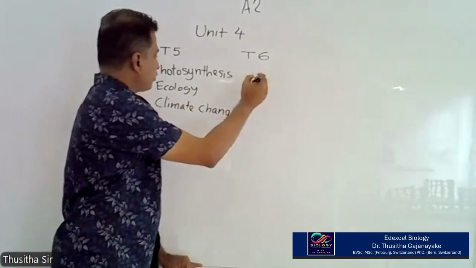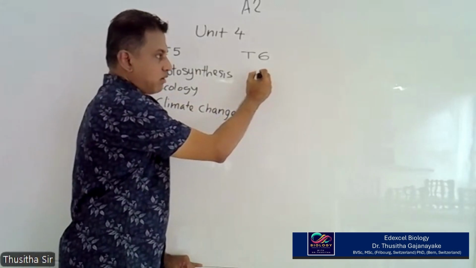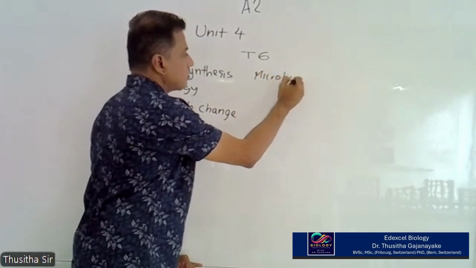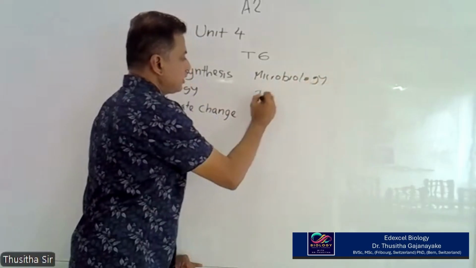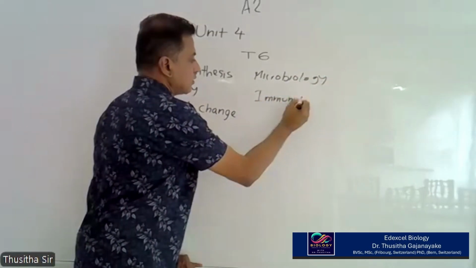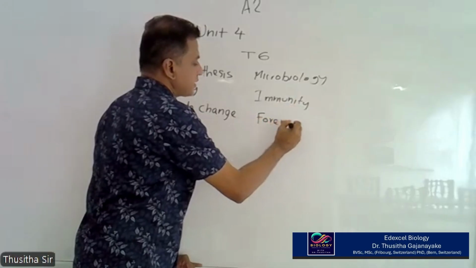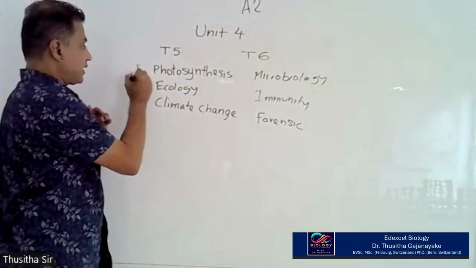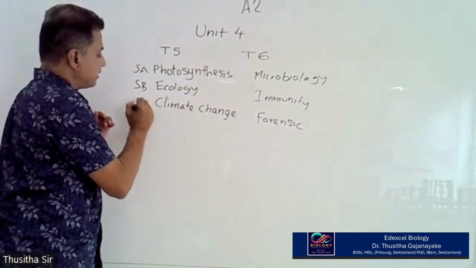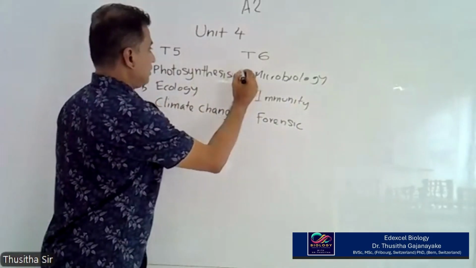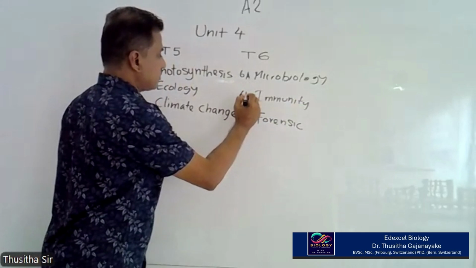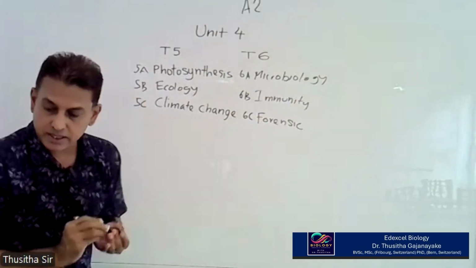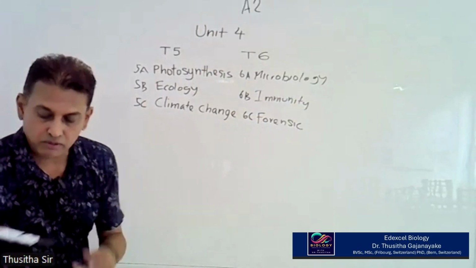Topic 6, we're going to learn microbiology, immunity, and forensic. So these lessons go as 5A, 5B, 5C, 6A, 6B and 6C. So these are the 6 lessons we have under Unit 4.